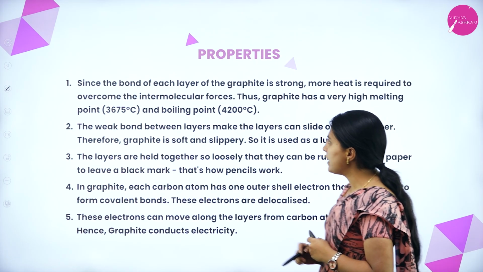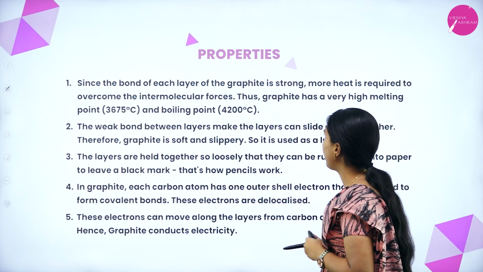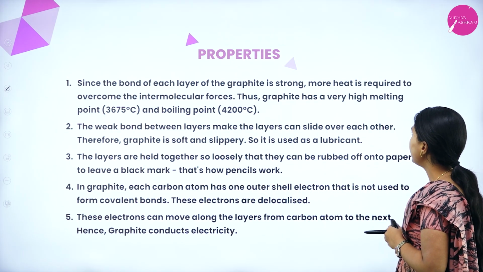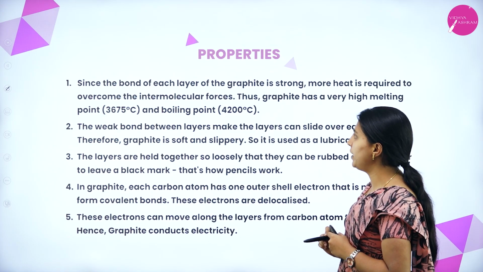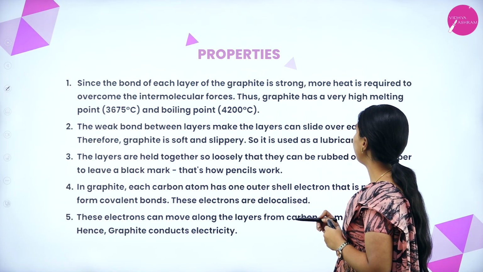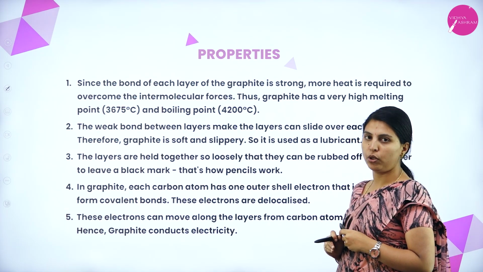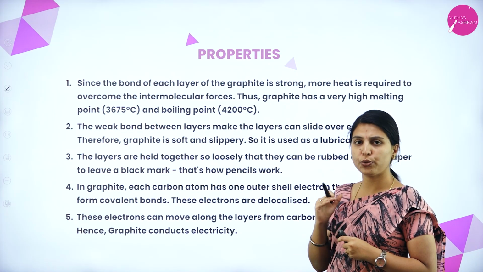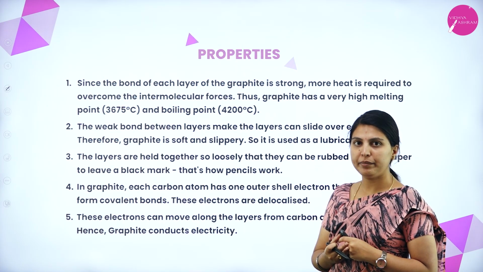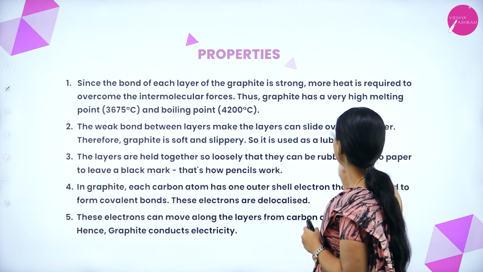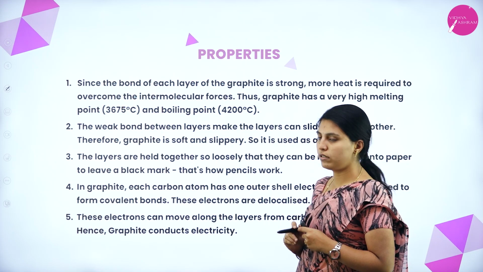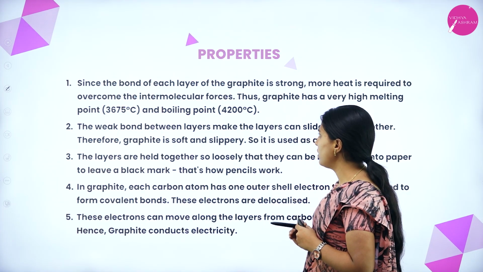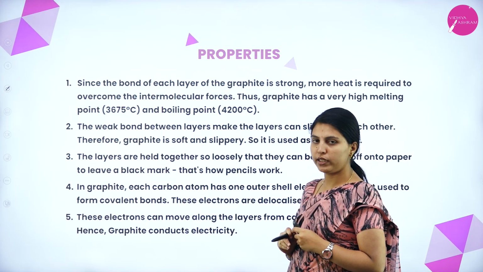Next, properties. Since the bonds within each layer of graphite are strong, more heat is required to overcome the forces. Such graphite has a very high melting point. Within each layer it has the strongest connectivity, so to break it we need high heat. It has a very high melting point of 3675 degrees Celsius and a boiling point of 4200 degrees Celsius.